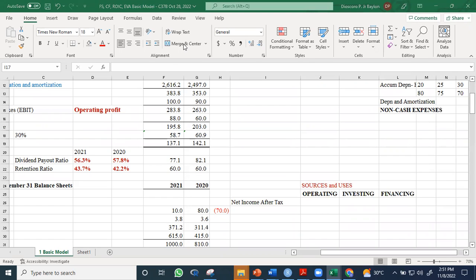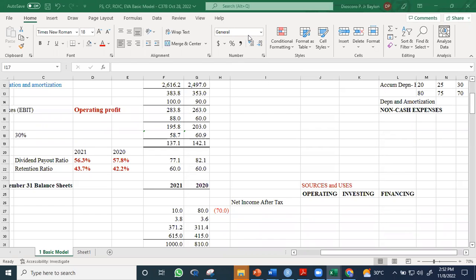Kindly chat your answers, please. O for operating, I for investing, and F for financing. Just type one letter and please indicate where you think net income after tax will fall under. Okay, thank you, Raf. How about the others, please? I only have one answer here so far. Okay, so bring it on, guys. Please key in your answer and state whether net income after tax should fall under operating, investing, or financing. All right, let me see the answers.